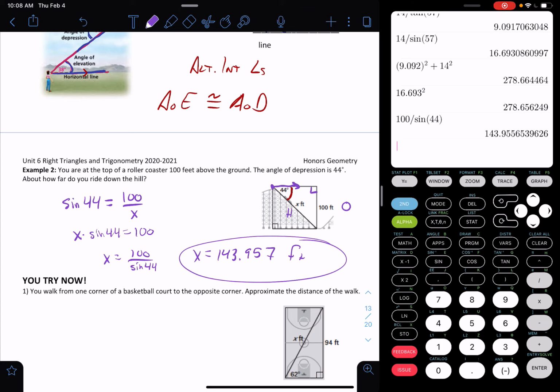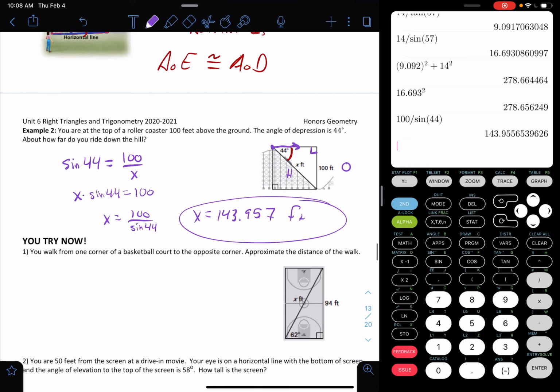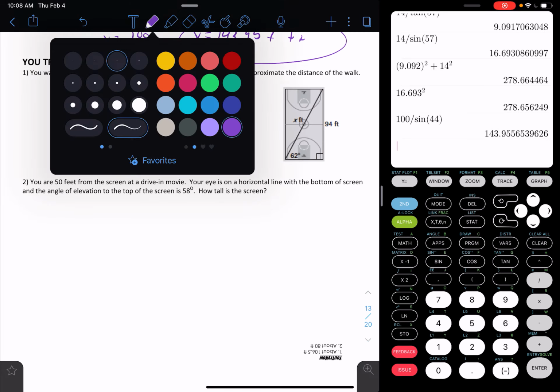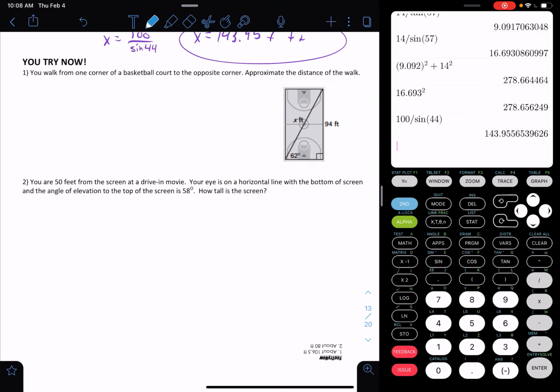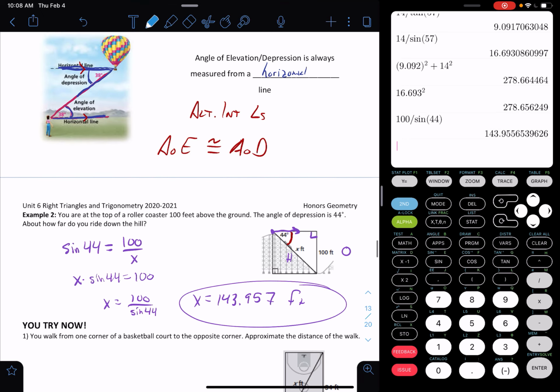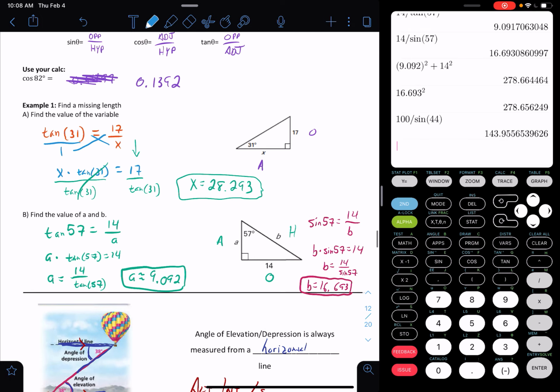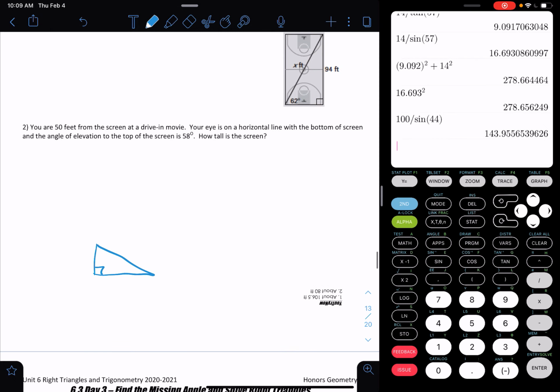Okay? So there is another example of how you can use angle of elevation or depression to solve an application problem. Okay? So I've got a couple you try now problems there for you. One thing I do want to bring up real quick, I'm just gonna make a right triangle because all of the problems we dealt with x in the denominator, or our variable in the denominator. So I want to show you an example of what if our variable's not in the denominator, okay?